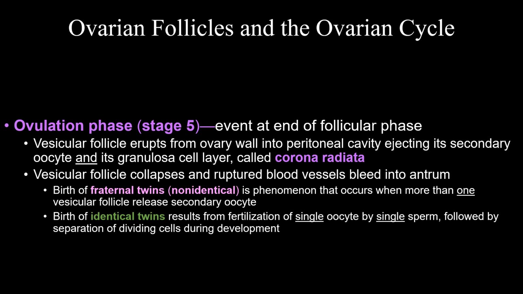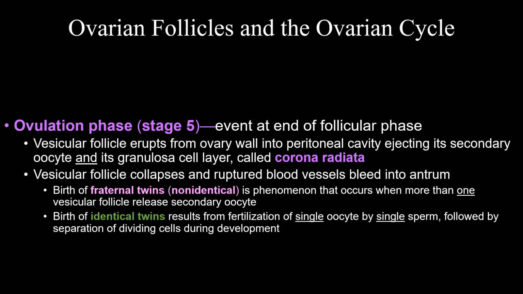Now, after the oocyte is released, the vesicular follicle will collapse and ruptured vessels will bleed into the antrum. The remaining structure is now called a ruptured follicle. Usually only one vesicular follicle is at the peak of maturation when ovulation occurs. However, sometimes more than one vesicular follicle releases a secondary oocyte.